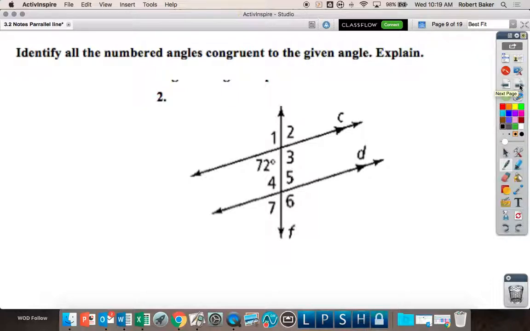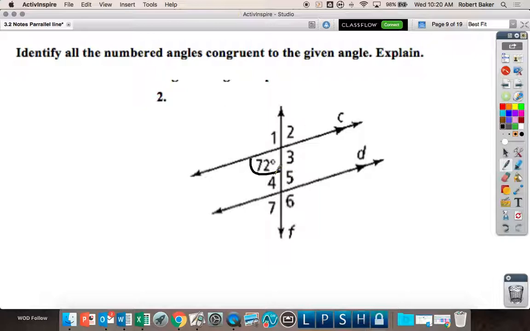Alright, list all the angles that are congruent to the given angle. Miss Baker. I do. Alright, I will. Bye. Mario, you sign yourself out. You can just leave it there, I'll pick it up later.